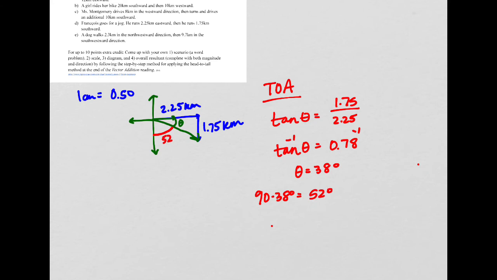Then I want to start at east, and I want to go all the way around to here to know what direction my resultant is in. So in order to do that, I have to add 90 plus 90 plus 90, which is 270, to 52, and that gives me 322. So my resultant is 322 degrees counterclockwise of east.